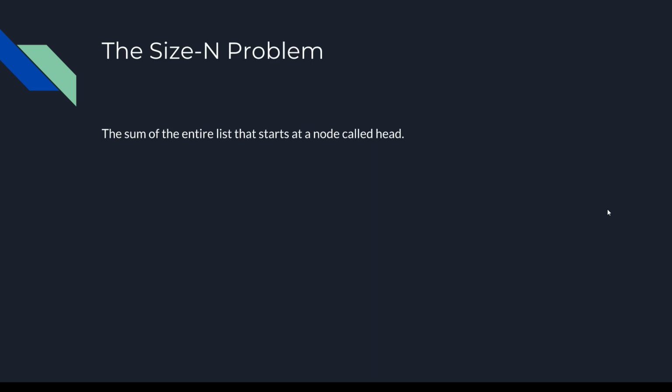The first step is to determine the size n problem. You can think of this as the overall problem you're trying to solve. This is usually your method signature. We want to return the integer sum of the entire list pointed to by head, so we write our method signature like so: public int SUMList(Node head).